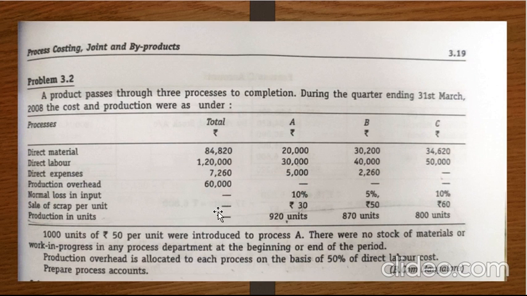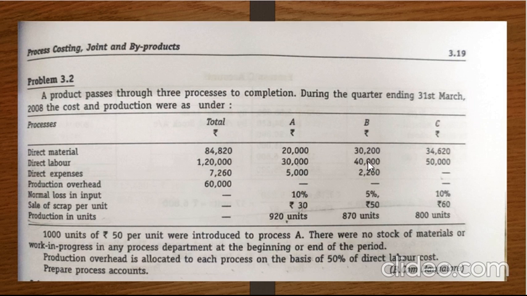Look into the adjustment if they have stated anything on how it is to be apportioned. So if you look here, production overhead is allocated to each process on the basis of 50% of direct labor cost. So here, how much is your direct labor cost? 30,000 is your direct labor cost. So 50% of your 30,000 will be your production overhead. So 30,000 is direct labor, 50% of it is 15,000. Okay, 15,000 for A.